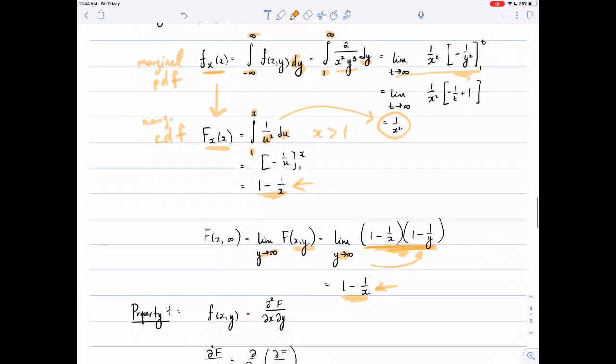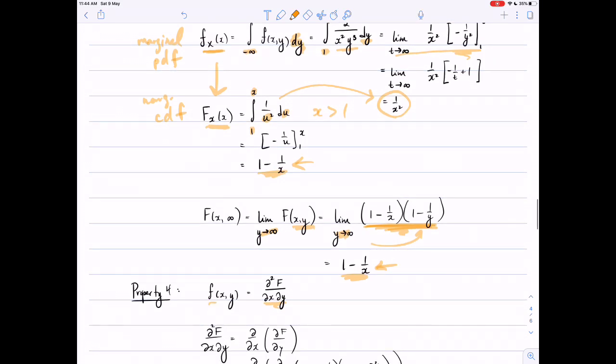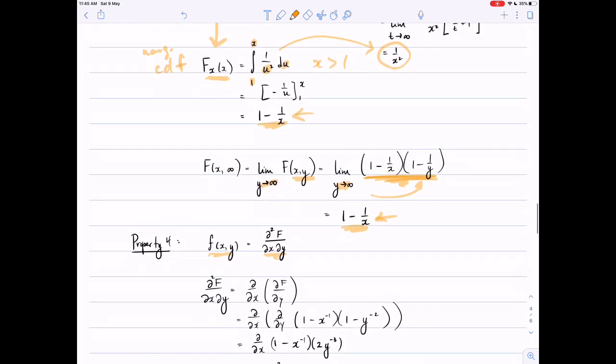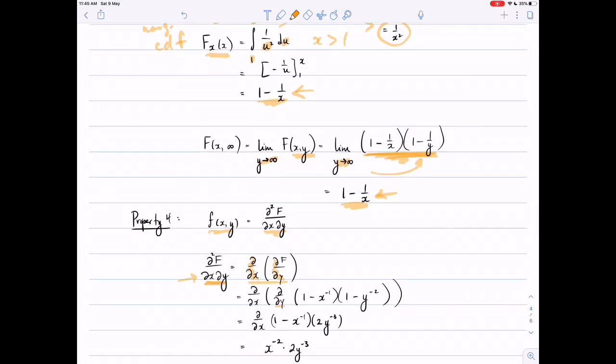And lastly, property 4 says if we take the second mixed partial of the joint CDF, then we should get back the density function. So let's just do that. Remember the mixed second partial: if I split it up, I take the derivative with respect to y first, and then the derivative with respect to x, in the order that it's written here. Again, it doesn't really matter if everything is continuous. If you're taking the derivative with respect to y, I've rewritten the joint CDF in terms of negative powers to make the differentiation easier.